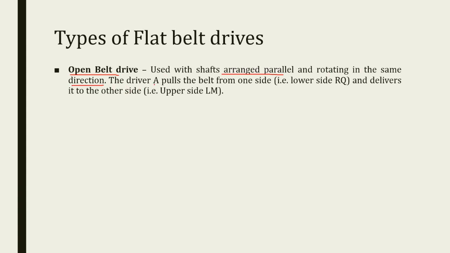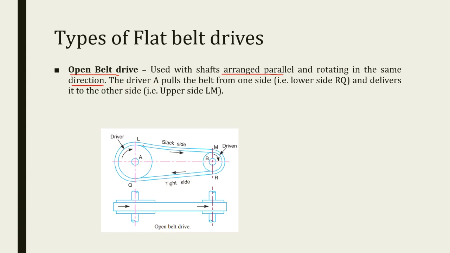So the driver A, you can see here in the figure, one pulley is called the driver, the other pulley is called the driven. Generally the driver pulley is of larger diameter and the driven pulley is of smaller diameter, and the belt is wound over the two pulleys. One side of the belt is called the tight side. That means when the driver pulley is pulling the belt from one side, that side is called the tight side, and then the delivery region, when the driver is delivering the belt to the driven pulley, that side is called the slack side. So you have to understand what a tight side and a slack side are.